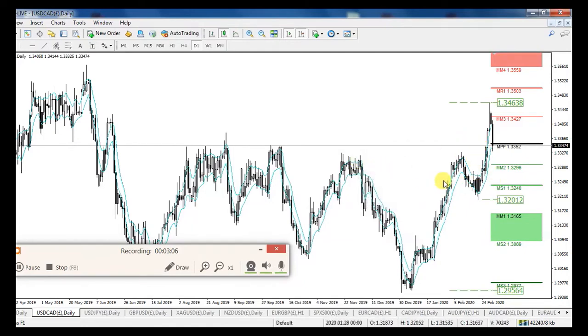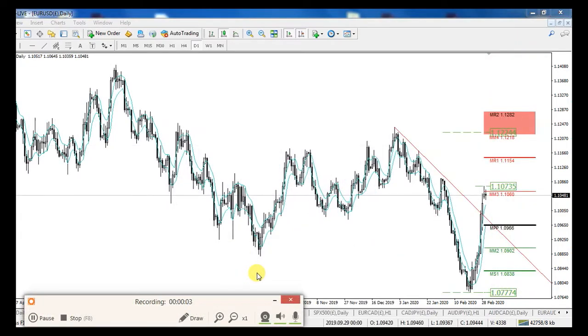If you get in and have a tight stop around 15 pips, that will be a good risk reward on that. And up next is euro against US dollar.